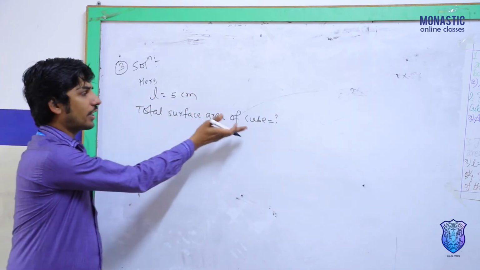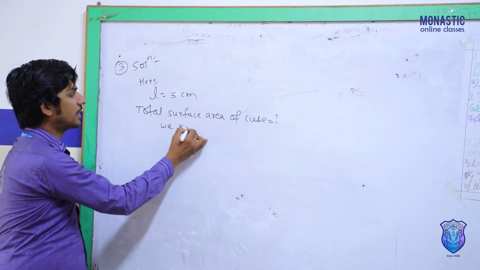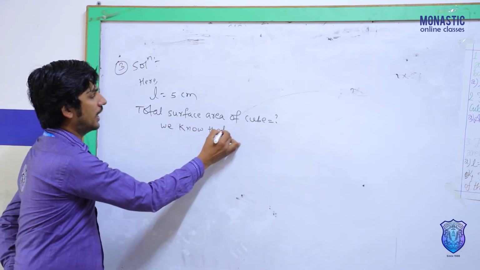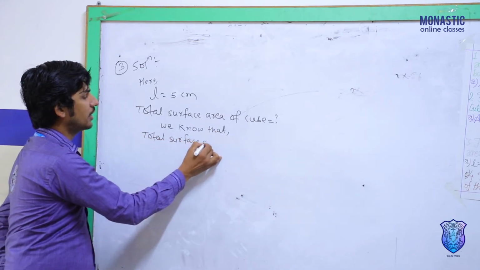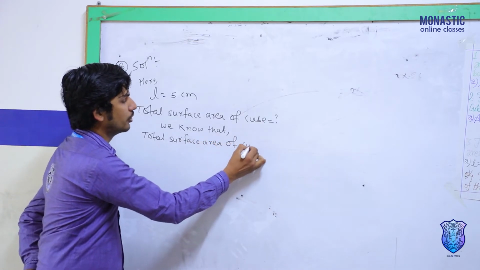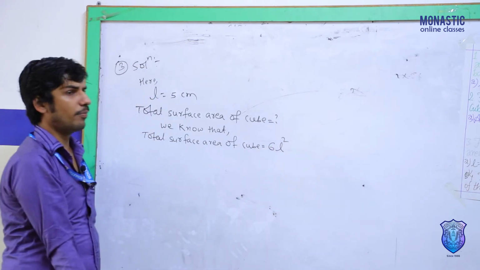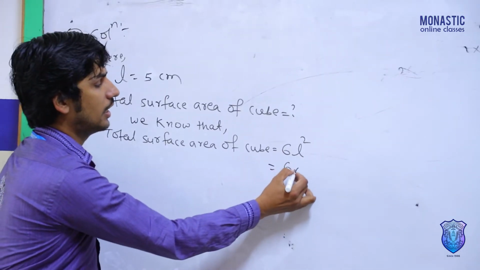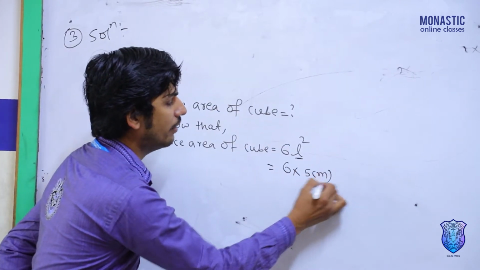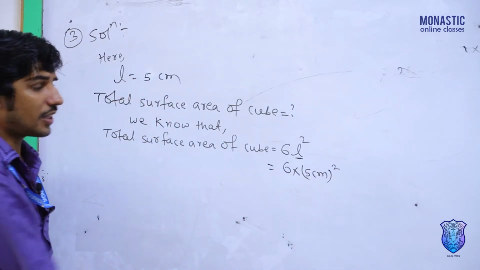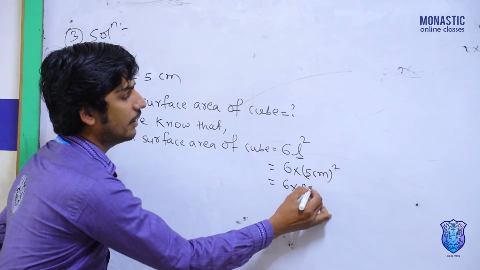To find the total surface area of the cube, what do we know? Simply you can say, we know that the total surface area of cube is equal to 6L square. Now what to do? The length, how much is given? 5 cm. You take 6 into 5 centimeter whole square. So now what to do? Again, the 5 square, that is 25.